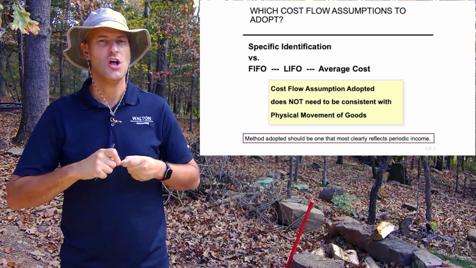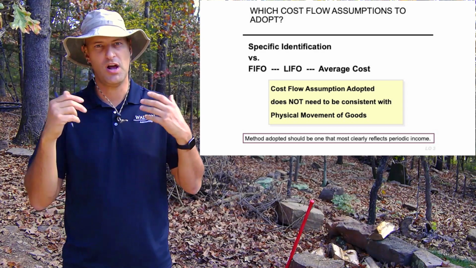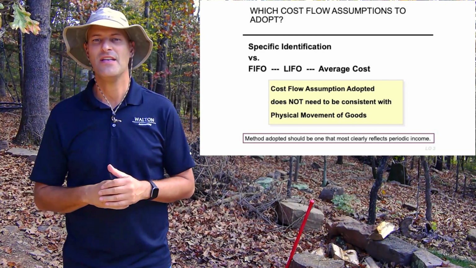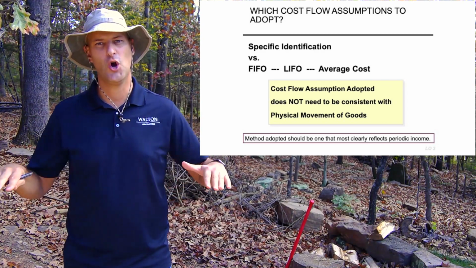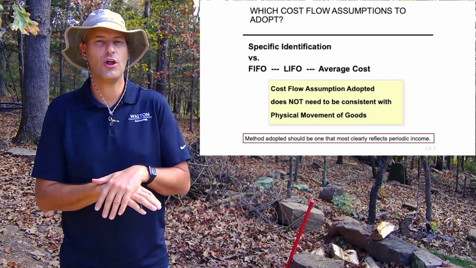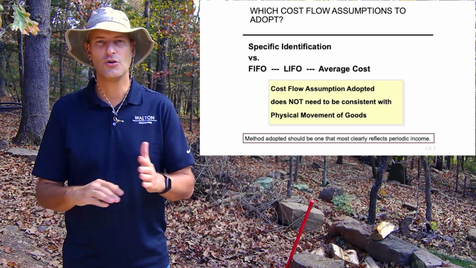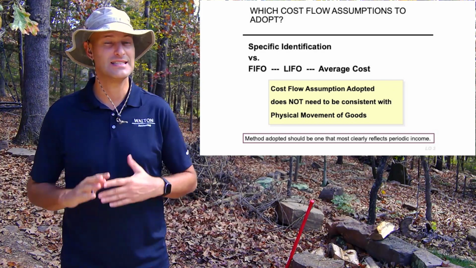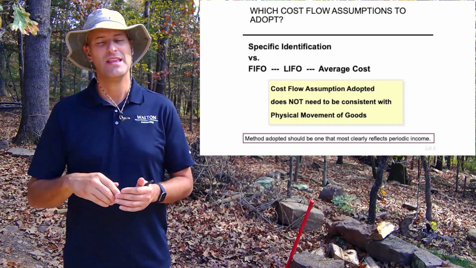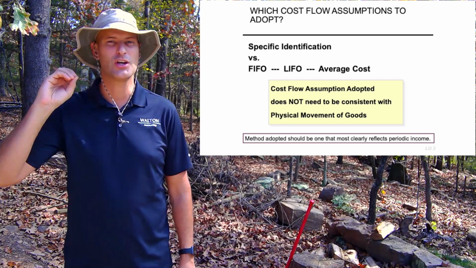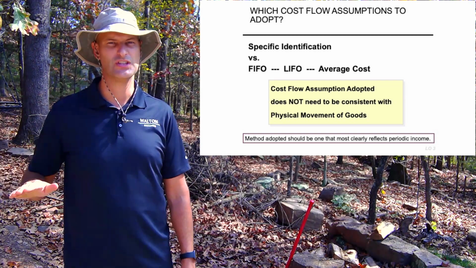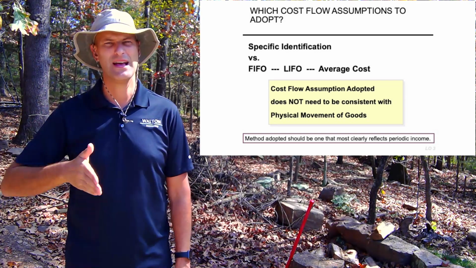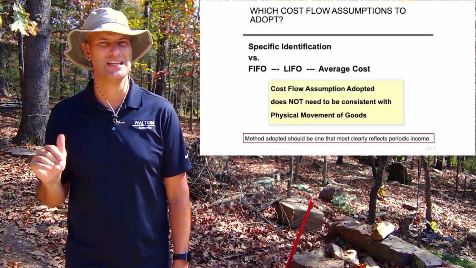Now, that is the only cost flow assumption that actually matches the flow of goods. All the rest are assumptions about the flow of goods. They are not intended to match the flow at all. As a matter of fact, the flow does not matter. I don't care if you use FIFO, but the flow matches LIFO. It does not matter. These are assumptions that we make from a costing standpoint. It has nothing to do with the physical flow of the goods. So the other methods are FIFO, LIFO, and average costing.